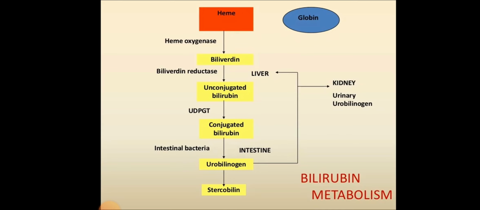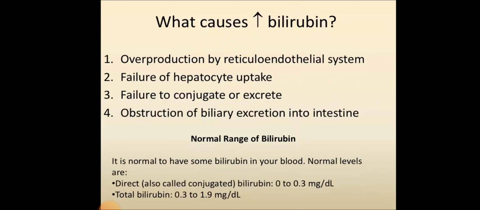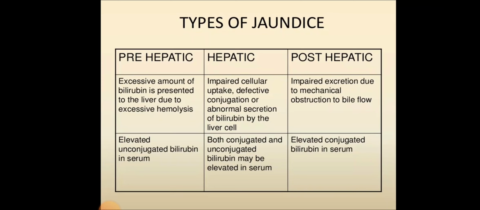And we'll see what the congenital causes of hepatic jaundice are: Wilson's disease, Gilbert syndrome, etc. And the acquired causes can be viral hepatitis, alcohol hepatitis, sepsis, malnutrition, trauma, and hepatic adenomas. And in hepatic jaundice, both conjugated and unconjugated bilirubin will be there.